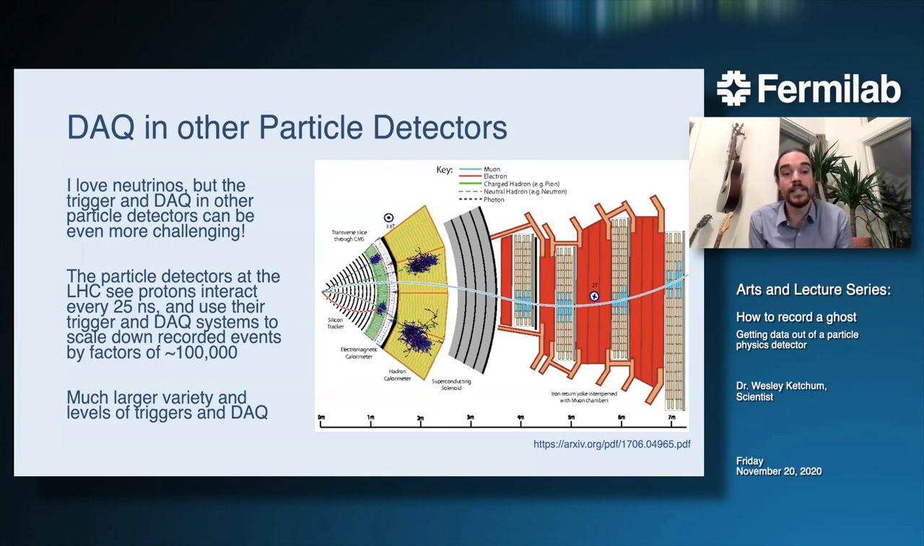The LHC sees protons interact and collide with each other every 25 nanoseconds. And so their trigger and DAQ systems need to be able to handle and decide which data to keep from all of those proton collisions, and scale down the recorded events by factors of about 100,000. This requires a much larger variety and different levels of triggers and data acquisition than the simpler case that I showed you for MicroBooNE.